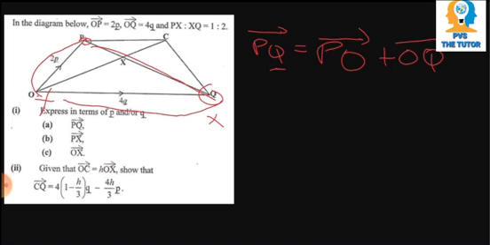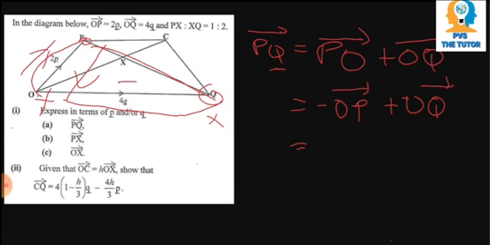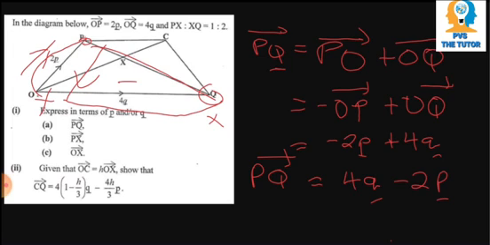Now look at OP first. OP is going in that direction, hence it's positive. But PO is going down, so it's negative direction. So we are saying this is the same as negative OP plus OQ. So negative OP we have as negative 2P plus 4Q. As a result, we are going to have PQ is equal to 4Q minus 2P. So take note of that.